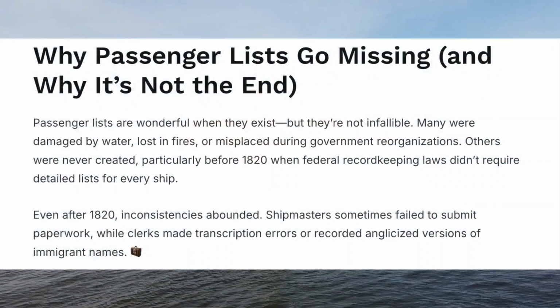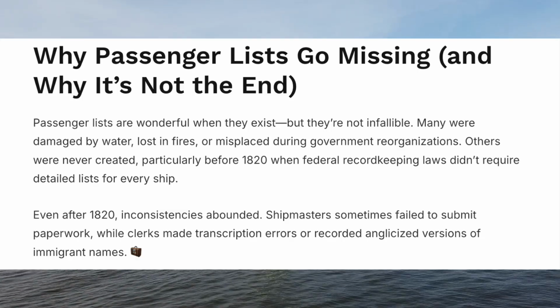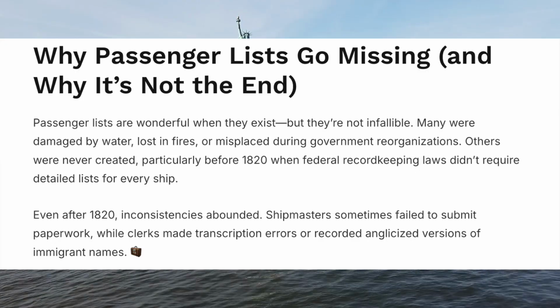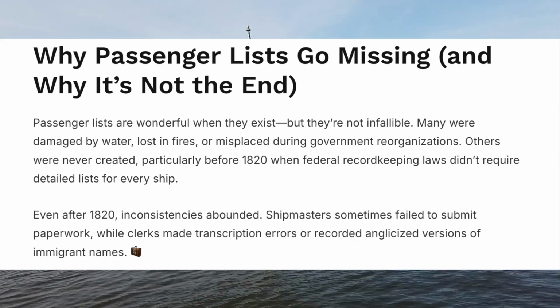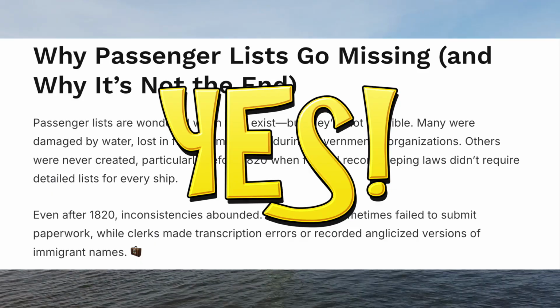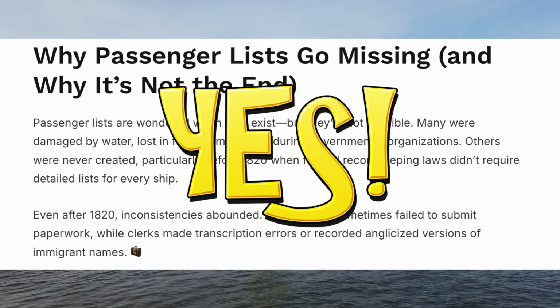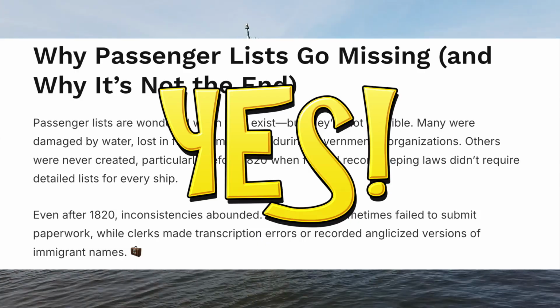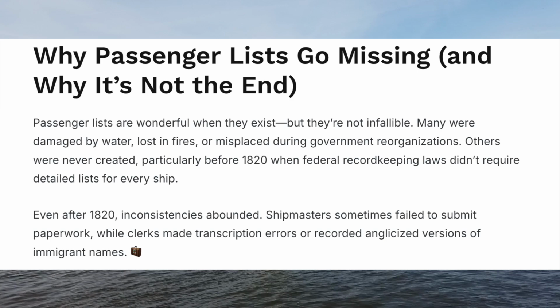So let's ask the question, why passenger lists go missing at all and why it's not the end, more importantly, right? Passenger lists are wonderful when they exist. Yes, they are. I have had the thrill, and comment down below if you've actually had the thrill of finding your ancestor on a passenger list or some arrival record, maybe a certificate of arrival through Ellis Island. That is the gold standard right there for me.